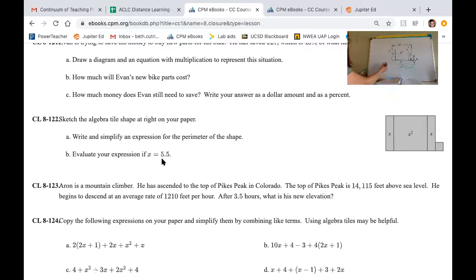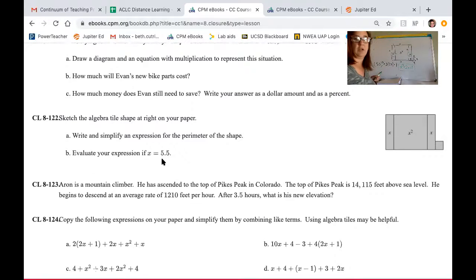So you're gonna have 5.5 squared plus 2 times 5.5 plus 1. Solve it. That should be easy. Hopefully you can do that on your calculator.